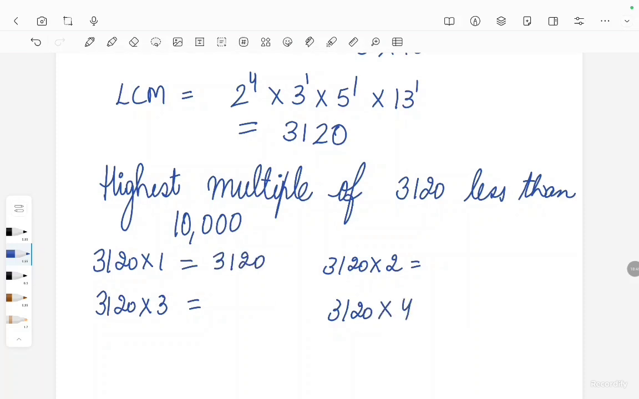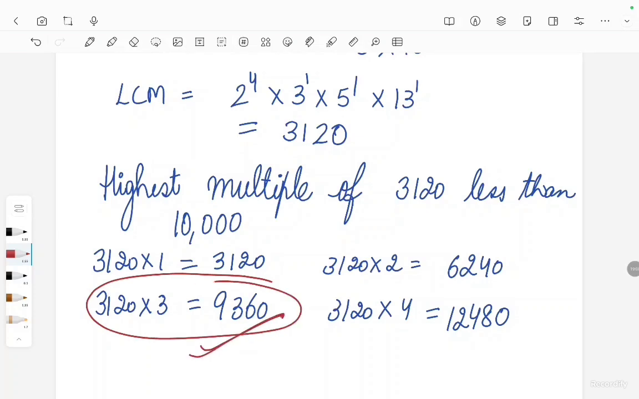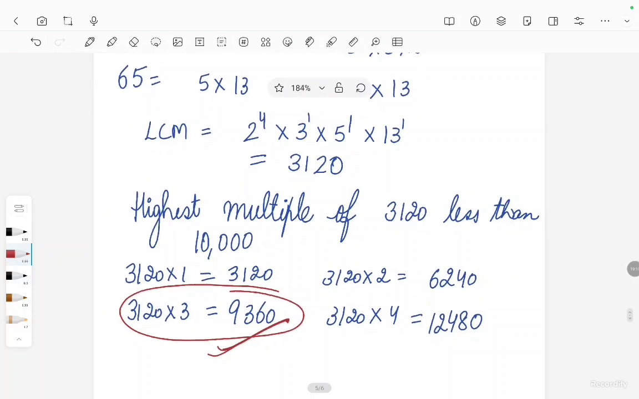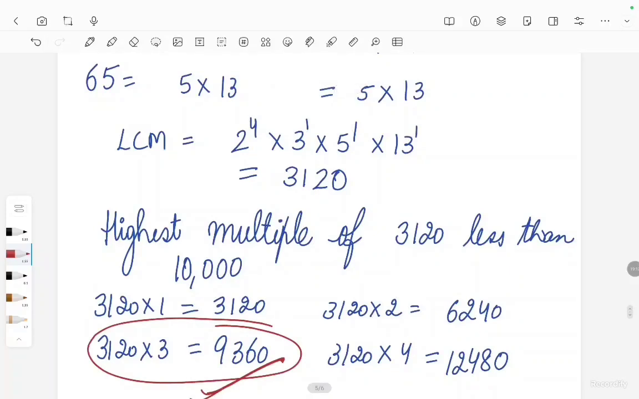What will you get here? 6240, 9360. Yes, the next number is greater than 10,000. So we have to select the highest multiple that is less than 10,000. So our answer is 9360. Done. This question came this year. I think this was set 4. This was not in the north region but some other region, and it came as a 3 marks question, section C.